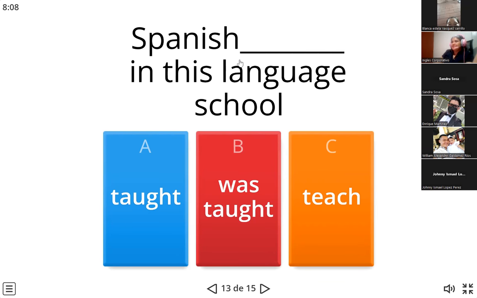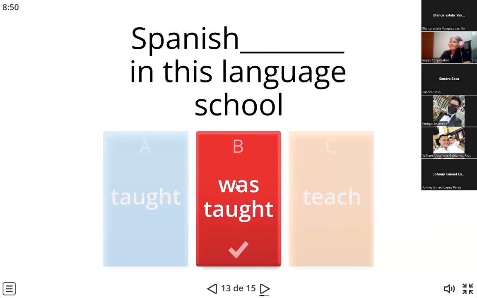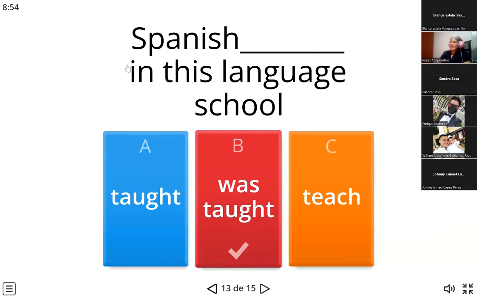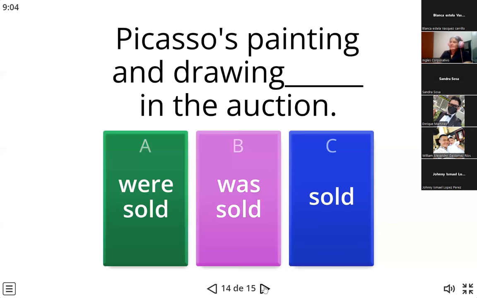Ya lo leyeron. Okay, Spanish taught, was taught, or teach in this language school. Maybe letter B. Okay. It's not present. It's just past. El español fue enseñado en esta escuela de lenguas. Very good. Okay, Picasso's paintings and drawings were sold or was sold or sold in the auction.